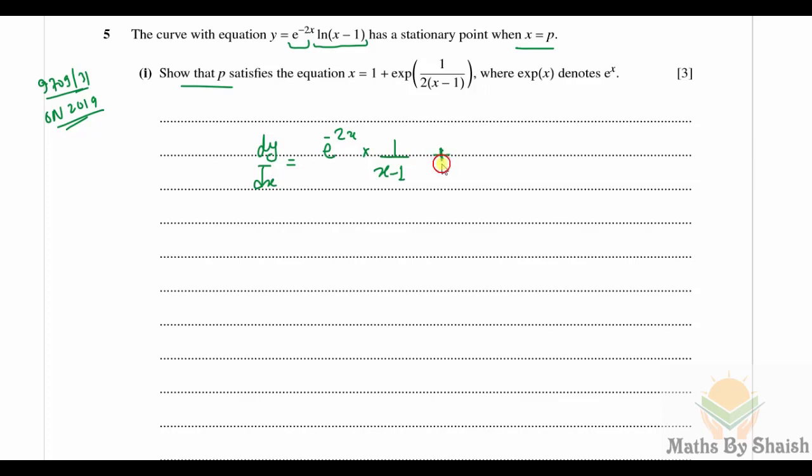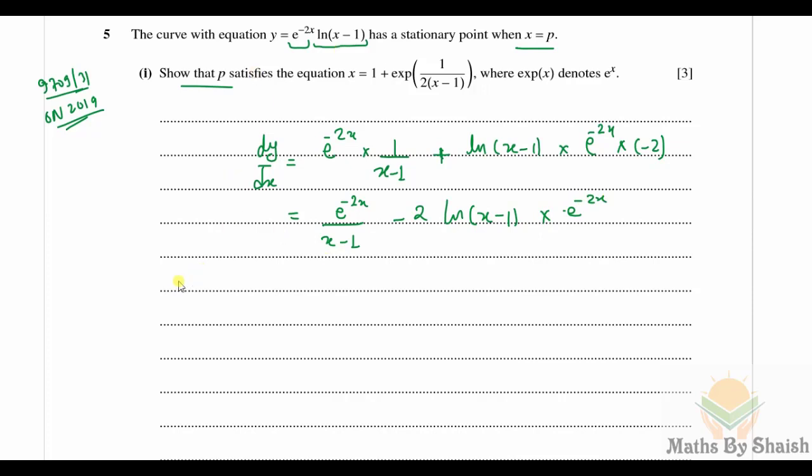plus second function as it is, and the differentiation of the first function. The differentiation of the first function is e raised to the power minus 2x as it is, into, by the chain rule, we differentiate the power, and that is going to be minus 2. So I will rewrite it, and this is going to be e raised to the power minus 2x over x minus 1, and here is going to be minus 2 ln x minus 1, and here it is e raised to the power minus 2x.